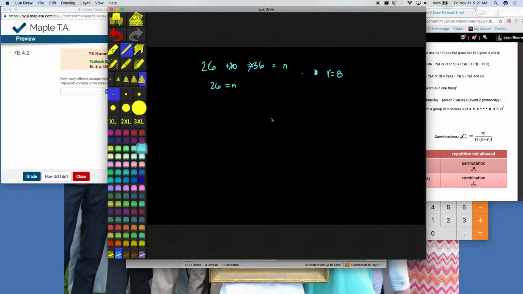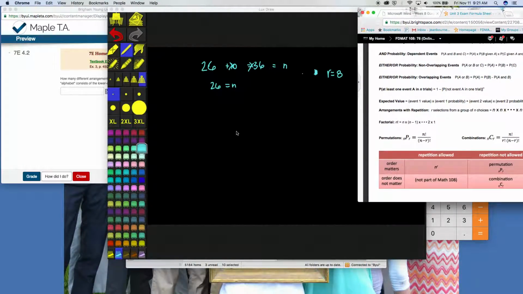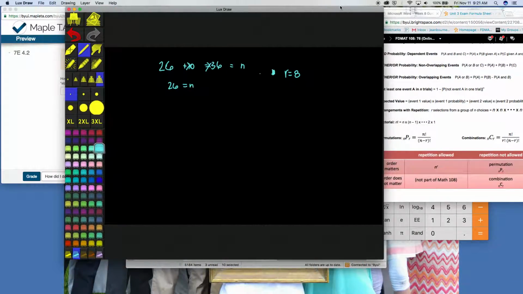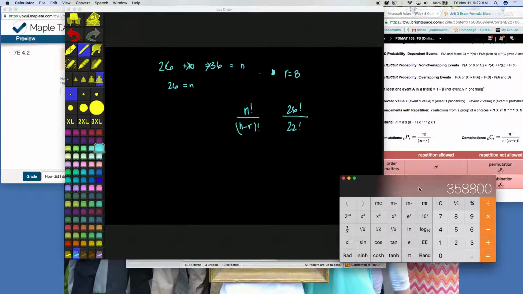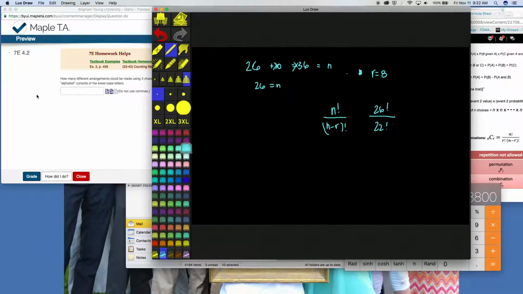So here's my formula: n factorial over n minus r factorial. My n is 26 because I have 26 letters. So that's 26 factorial over 26 take away 8, so that would be 22 factorial. And then I just use my calculator right here. I go 26 factorial divided by 22 factorial, and my answer is, wow, a nice even 35,880.